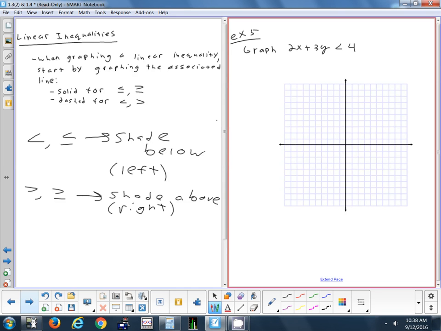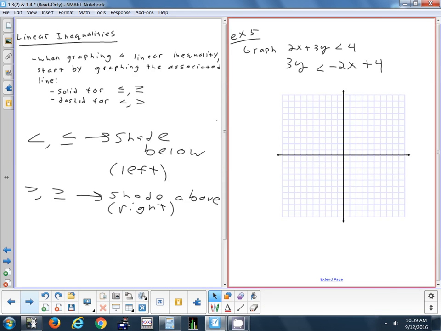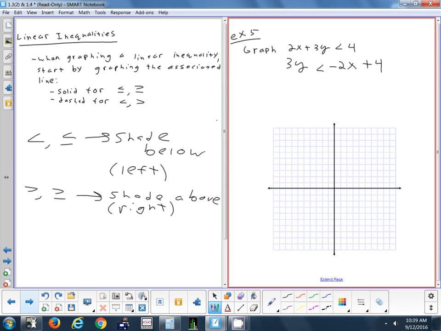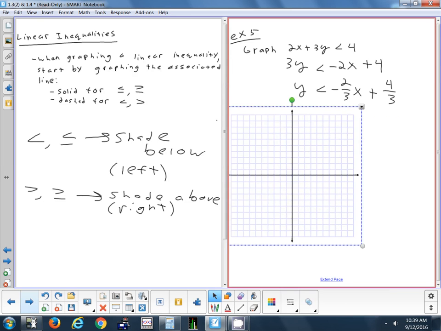Okay, so you can graph any way you want, but when I graph, I generally like to get y by itself. Okay, so my first step, I just brought the 2x to the other side, and I'm going to divide by 3. Okay, so my y-intercept is 4/3, which is about 1.3.